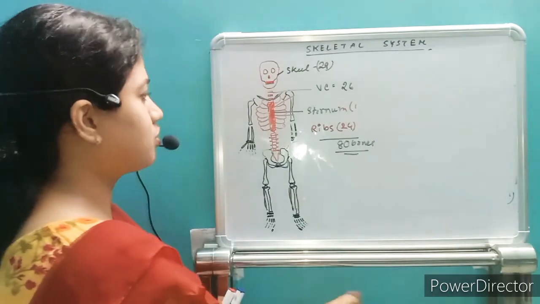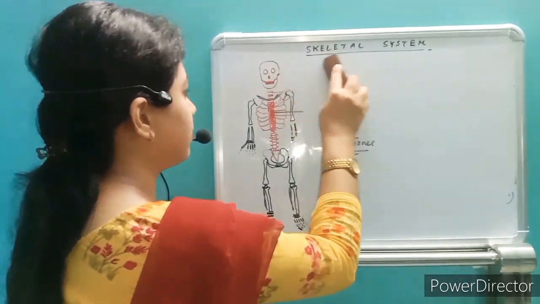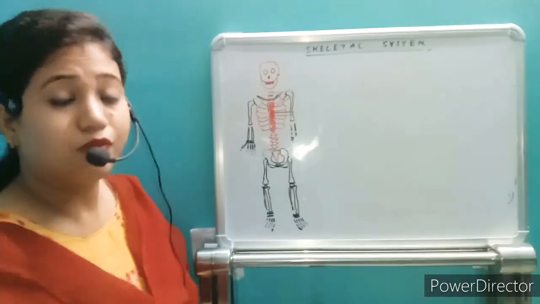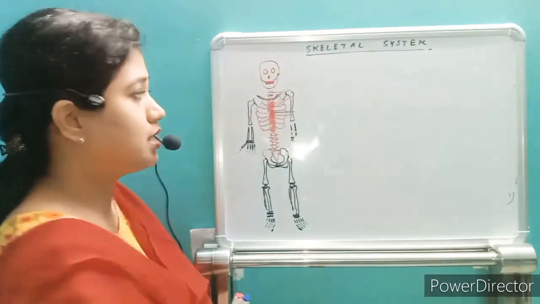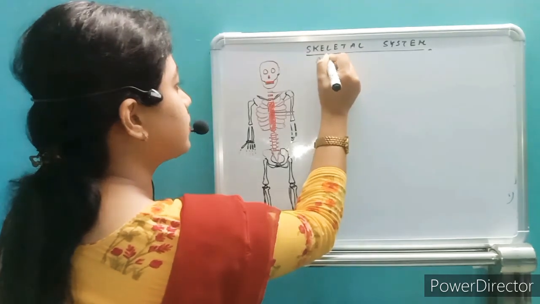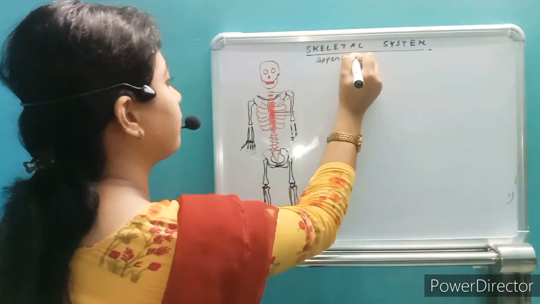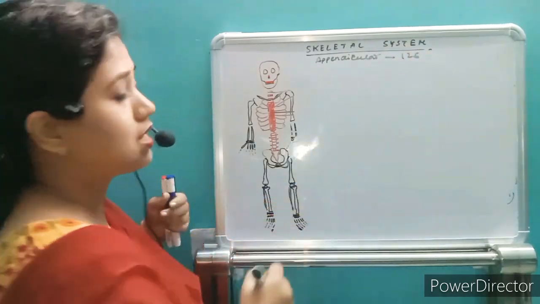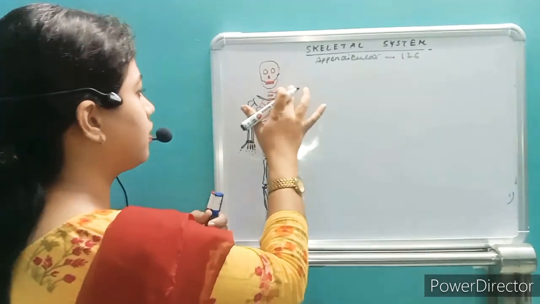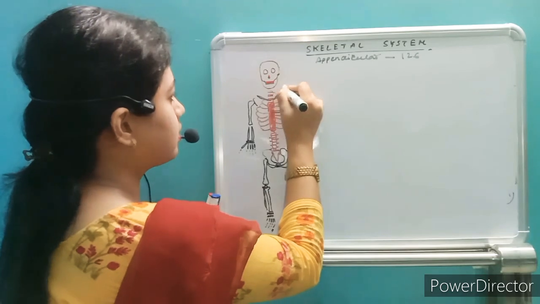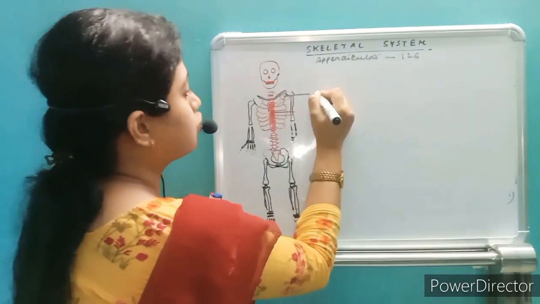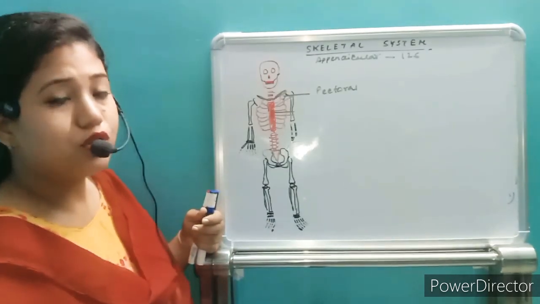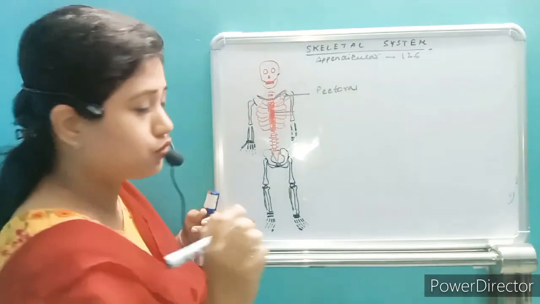Now, after that, let's move to the next part. What is this? This will be our appendicular skeleton. What I showed earlier is that in the appendicular skeleton we are going to have 126 bones. What are they? First of all, just see here, this is the pectoral girdle. Okay, this is the pectoral girdle. In the pectoral girdle, we have two bones. What are the two bones?